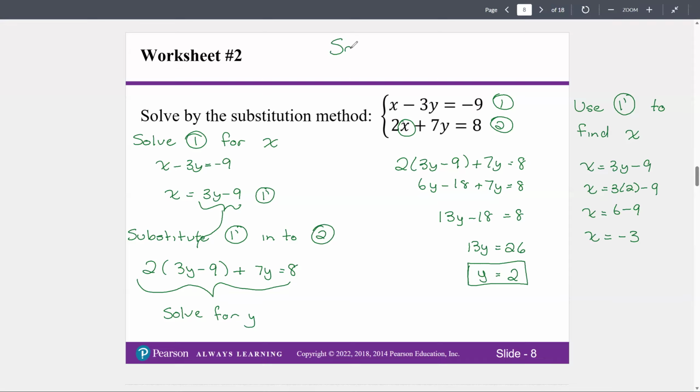So I'll put it up here, but our solution is the ordered pair: x is negative 3, y is 2. And we're not going to double check this one. I had already checked it ahead of time, so that is the solution.